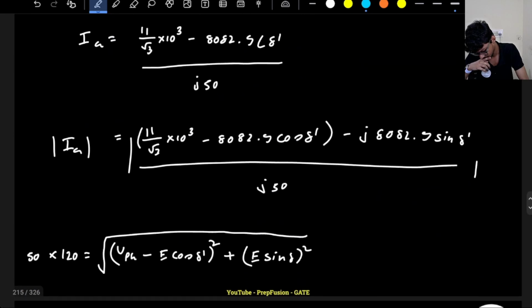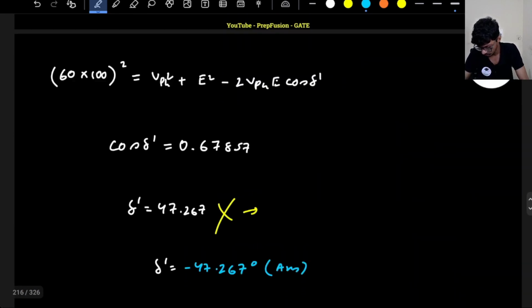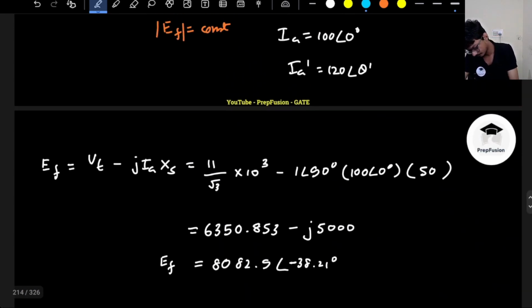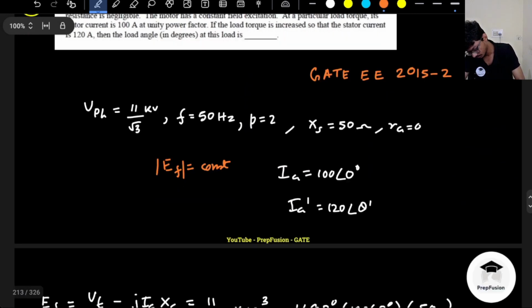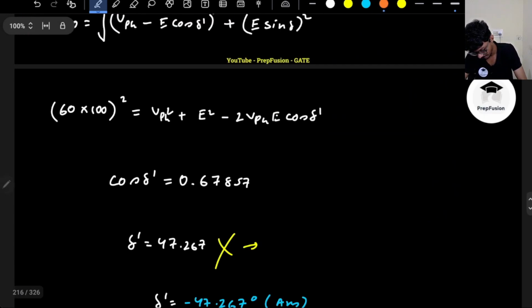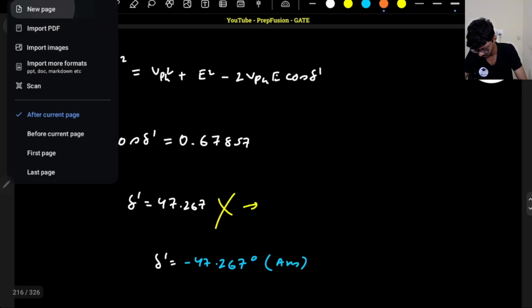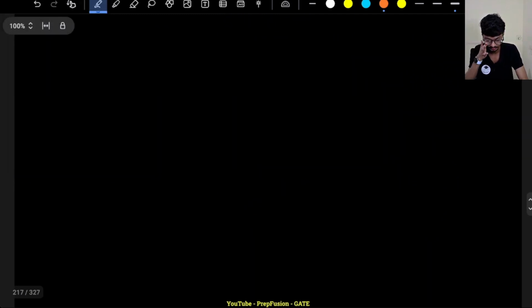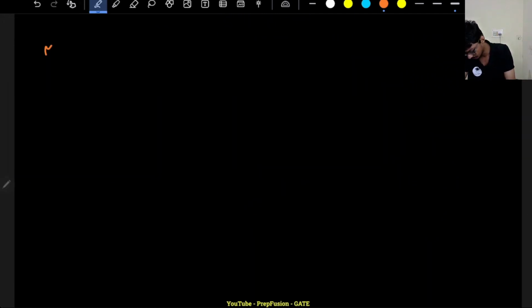Okay, so let me try with phasors once. So this was method one with simply equations. Let me try once with phasors. Just give me a second. This is the answer, we have got the answer: minus 47.267. I'm trying with phasor method 2.